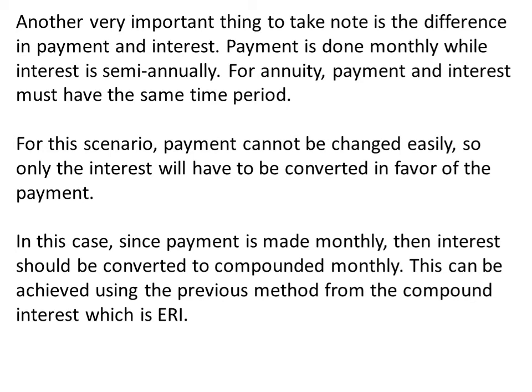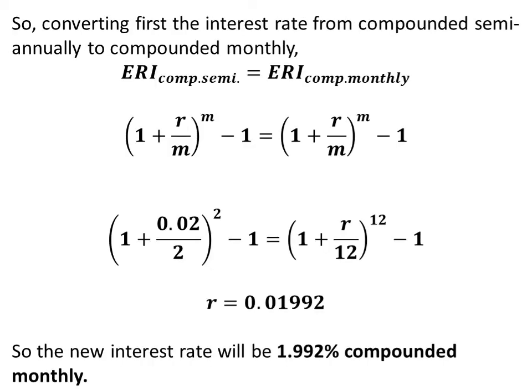For this one, you have to convert. But recall from our discussion of compound interest, this can be achieved. So again, this can be achieved using the previous method from compound interest, which is ERI. Recall our ERI, where you can convert one type of compounding into another type of compounding. So it is very useful, the use of ERI for this.